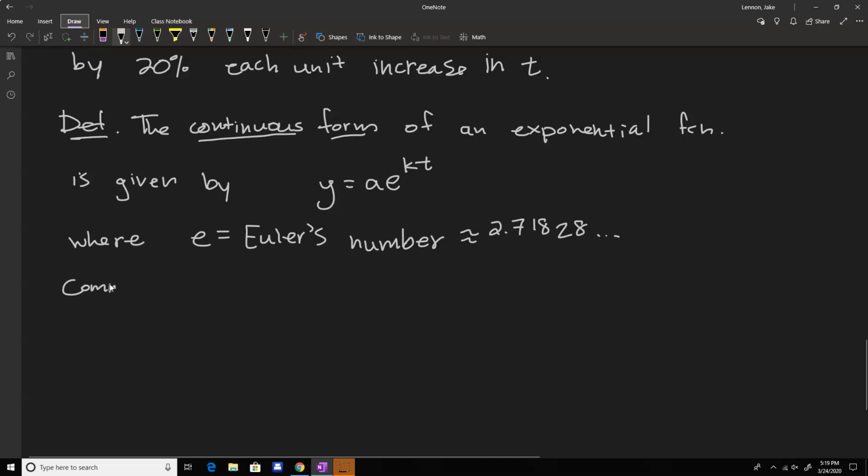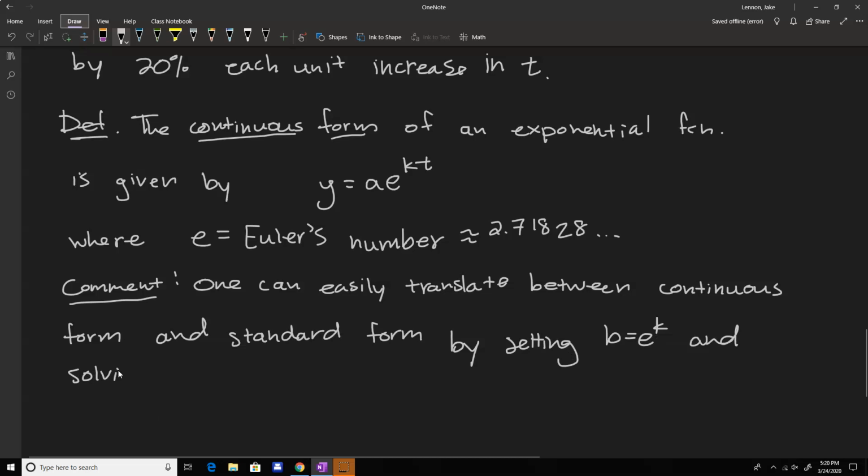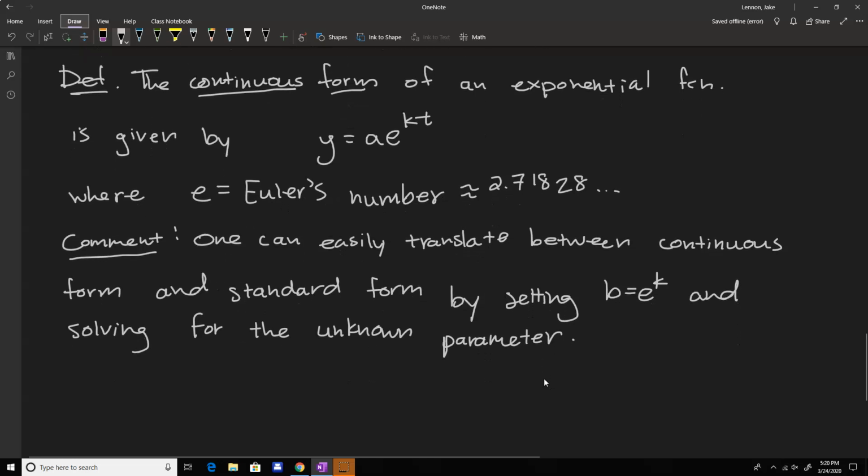So here's our comment. One can easily translate between continuous form and standard form by setting b equals e to the k and solving for the unknown parameter. So let's look at an example and see how that goes.